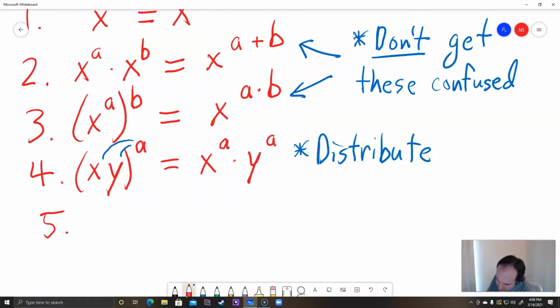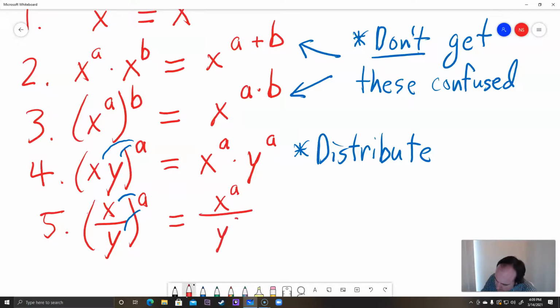So for this one, if you have a fraction, x over y, and you raise the fraction to a power, a, then it says that you're allowed to distribute the power to the numerator and the denominator. So we can go ahead and just distribute the a to the top and the bottom. So that gives us x to the a on the top and y to the a on the bottom. Okay, that is distributing.